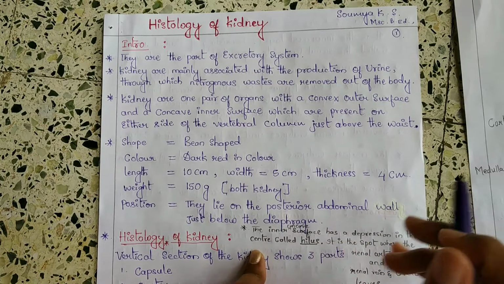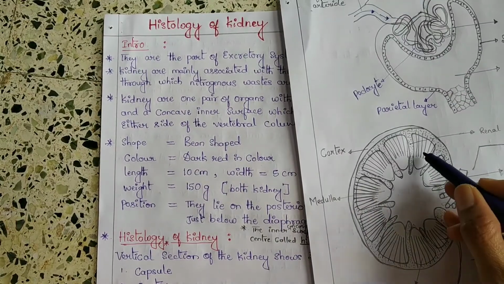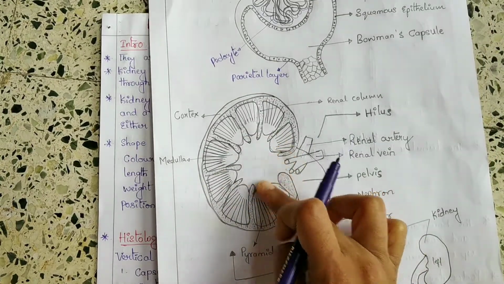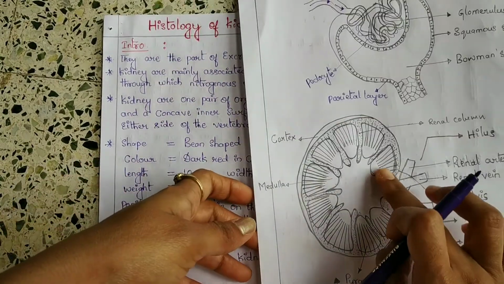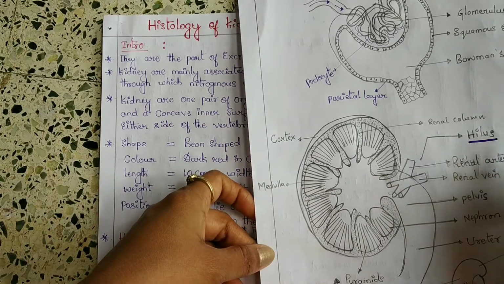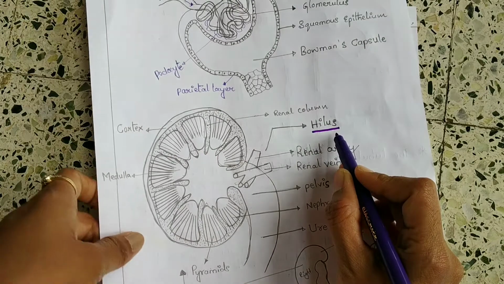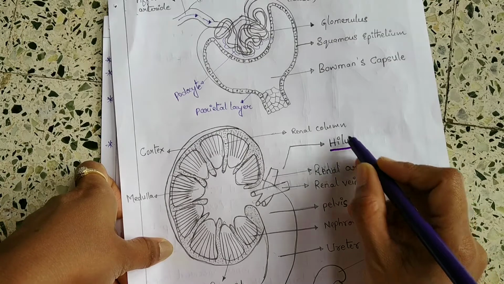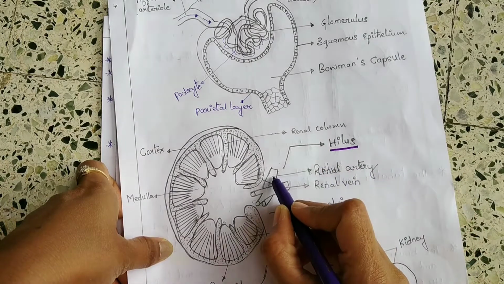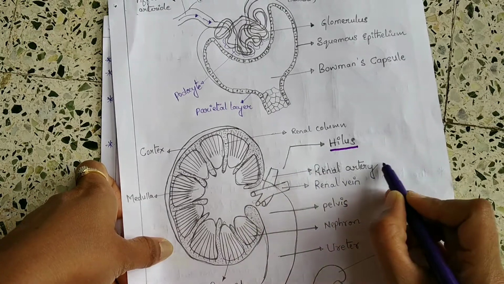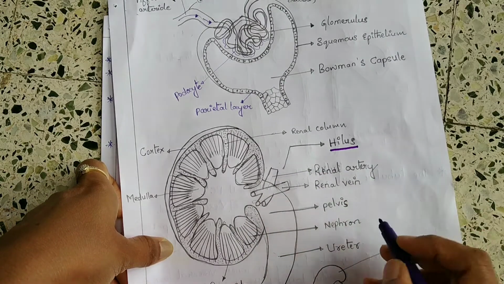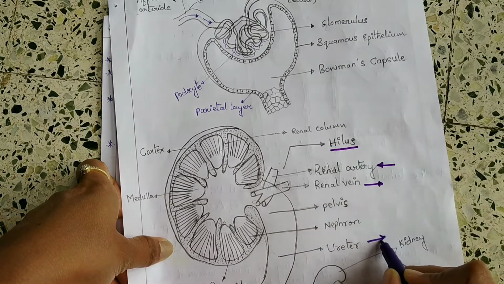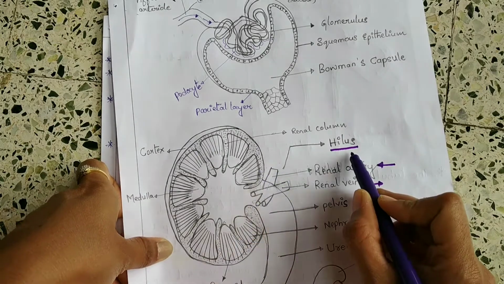Now, the inner concave surface has a depression in the center, which is called the hilus or hilum. This is the place where the renal artery enters, and the renal vein and ureter leave. You can look at it in the diagram here. Which place? That is the hilus.